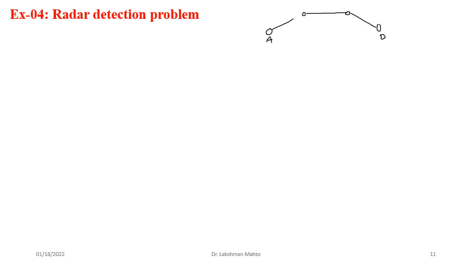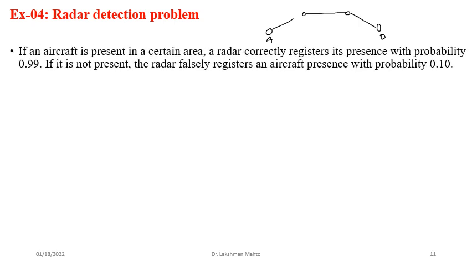So radar always plays a very important role in our air flight journey. The question comes like this: if an aircraft is present in a certain area, a radar correctly registers its presence with probability 0.99. If an aircraft is present in a particular area, then whatever radar is there will register the presence of the aircraft with probability 0.99. The radar is not even 100% accurate. So with 0.99 probability, if an aircraft is passing through an area, the radar will register its presence.